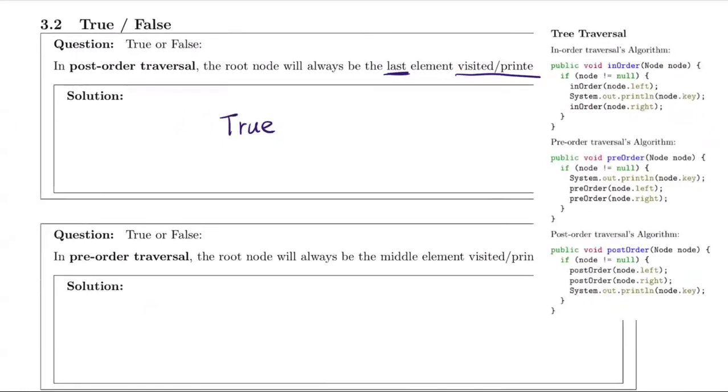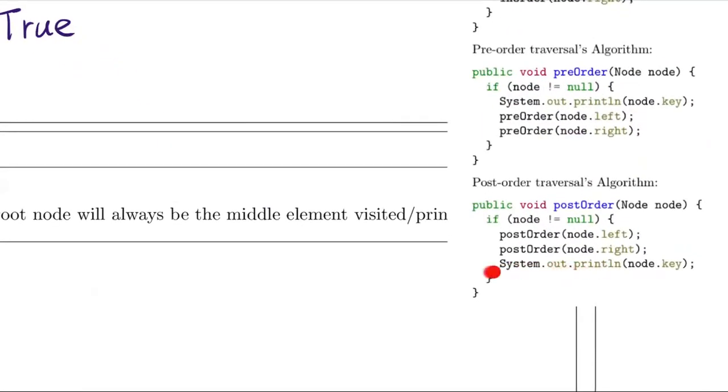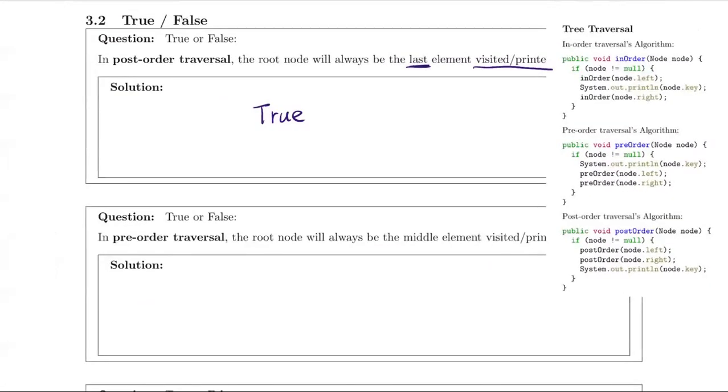In post-order traversal, we see that this print statement is at the end of the recursion call. So the root node is actually the last element to be finished or visited in the post-order traversal. So the root node will always be the last element visited or printed.